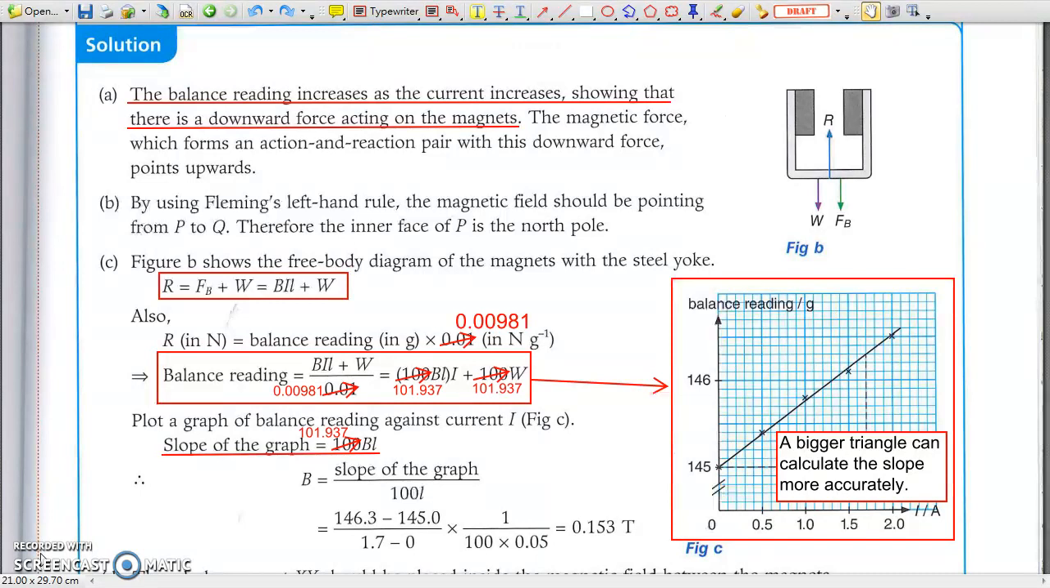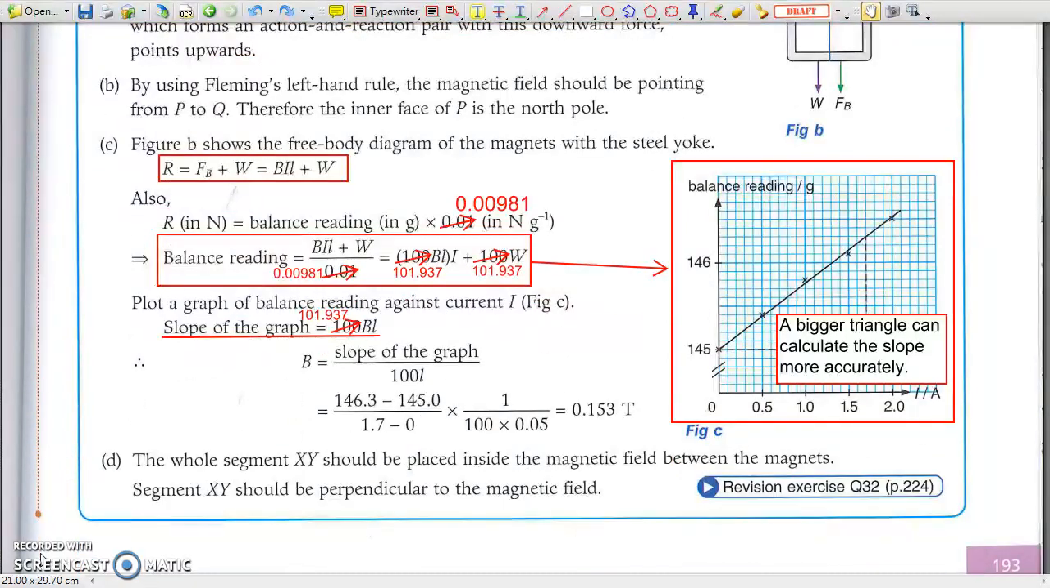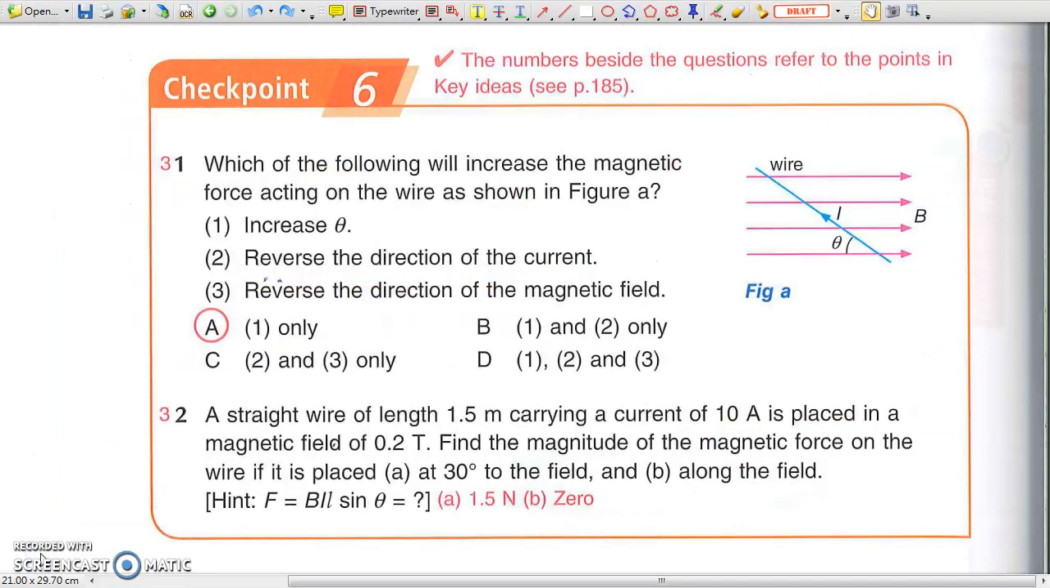Now spend a couple of minutes to go through these examples and make sure you understand every single step here. Do Chapter 6 on the next page.